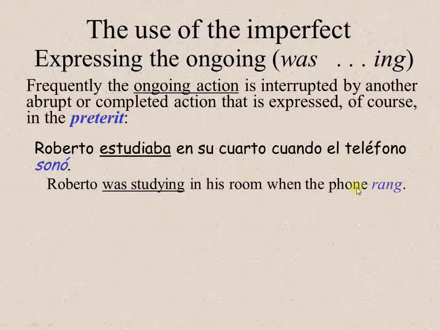Well, here you have two actions. One is a long action, something that was going on, that was interrupted by a short one. The telephone rang, okay? So let's see. Roberto estudiaba en su cuarto cuando el teléfono sonó. We do the same in Spanish, but the long action you are going to express using the imperfect and the short one in the preterite.